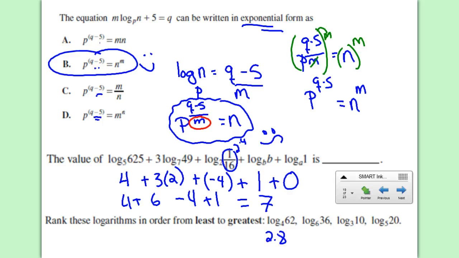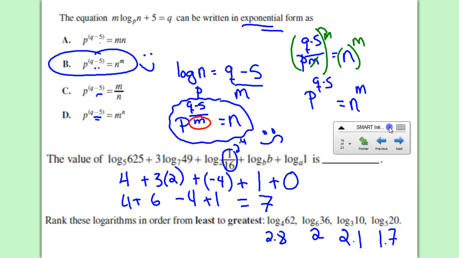The log of 36 base 6, well, that's exactly 2. The log of 10 base 3, that's really just past 2. 3 squared is 9, so this might be, I'm just guessing, 2.1 something. And the log of 5 to the 20, well, that's not even 2. So I'm going to guess it's somewhere around 1.7. So even though I don't know how to find it exactly, I know roughly what it is. So clearly this would be the smallest, this is going to be the next smallest, this is a little over 2 so that's the third, and this would be the biggest one. And that's just using some common sense.